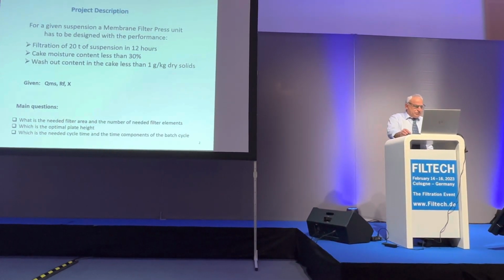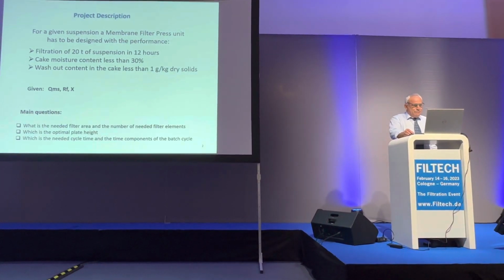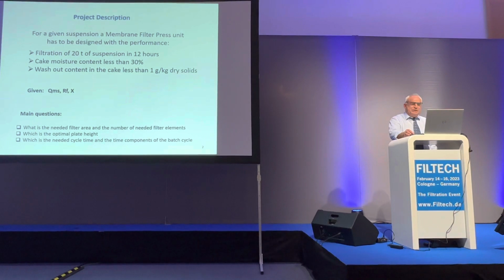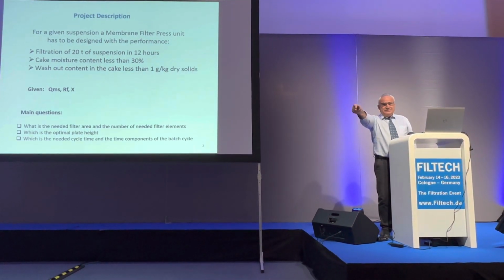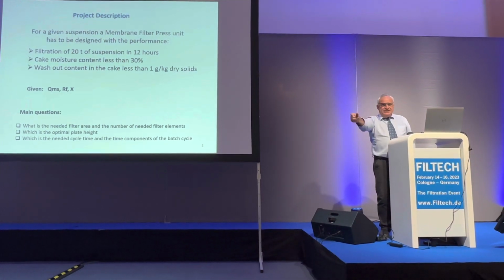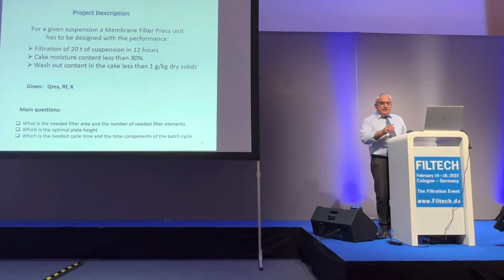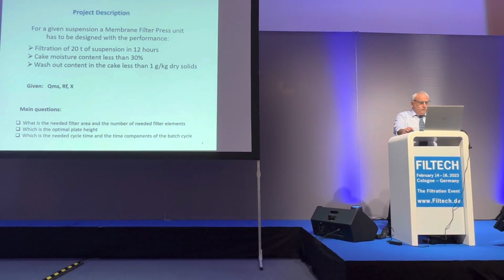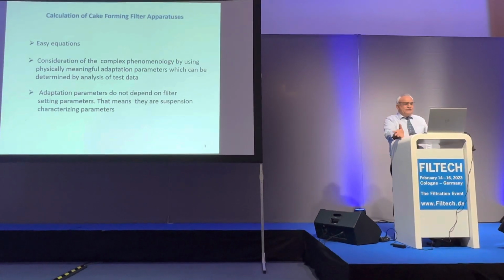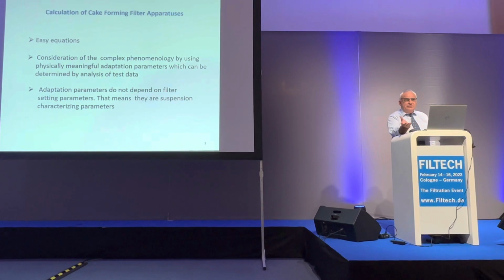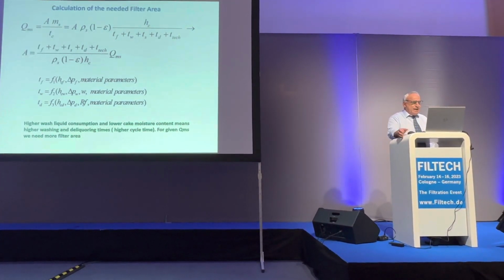What are the main questions? What is the needed filter area? And the number of needed filter elements, which is the optimal plate height? That is optimization. Here you can have a plate height of 20, of 10, and so on. And this is also an important optimization task, and which is the needed cycle time. So for that we need, of course, equations, yeah? That means to calculate these result parameters.